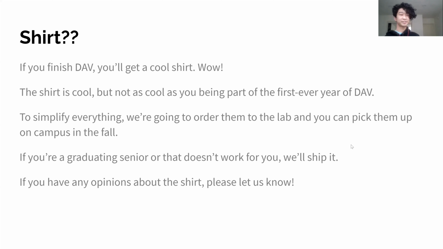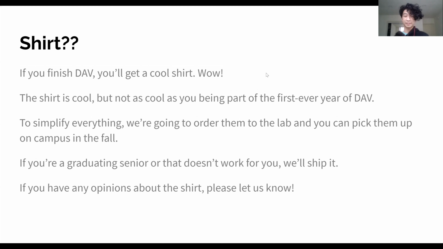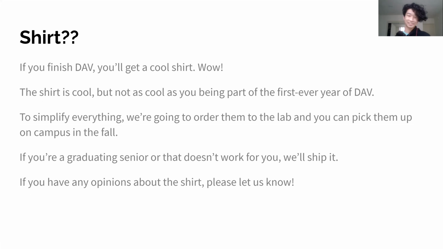What we're planning on doing is ordering them to the lab so you can pick them up on campus in the fall. This is why that Where in the World is really important. If you're a graduating senior and you're not coming back, or that doesn't work for you, just let us know and we can ship it out for you. If you have any opinions about the shirt, just let us know. It's chill.